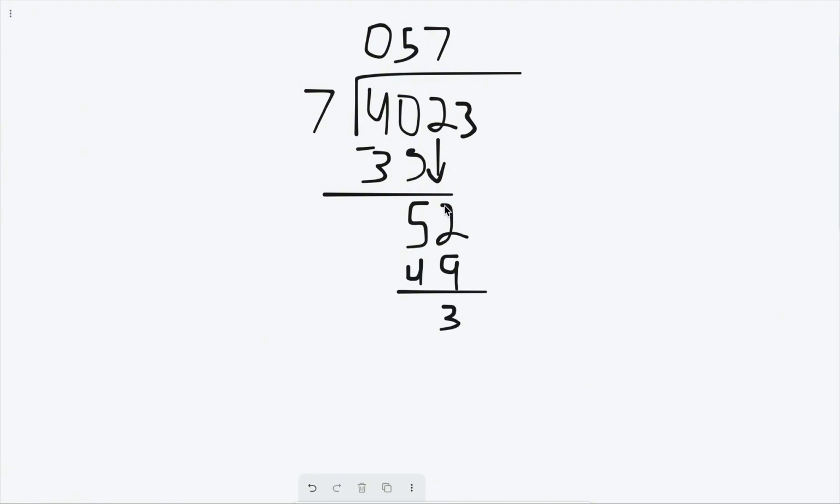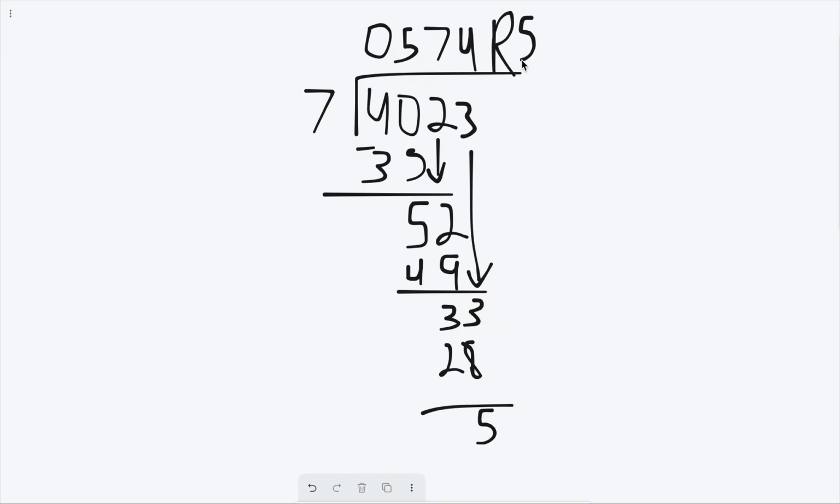We have 3. Then we bring down this 3. How much times can 7 go into 33? The answer is 4. So 4 times 7 is 28. And then we will be left with 5. So the remainder is 5. So 574 with 5 remaining.